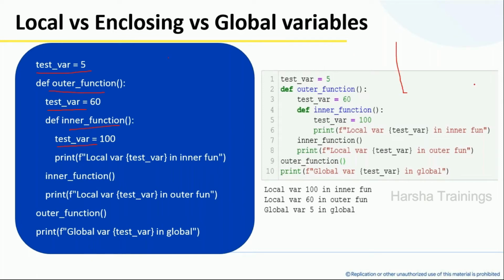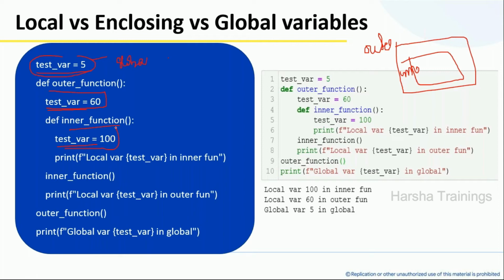Let me draw a diagram. I have an outer function, outer. Within the outer function, I have one more function called inner. Above these two, I have one more variable called test_variable equal to 5. This is global. And this test_variable is local to the outer function. This test_variable is local to the inner function. Clear?